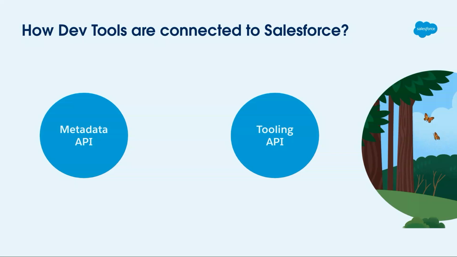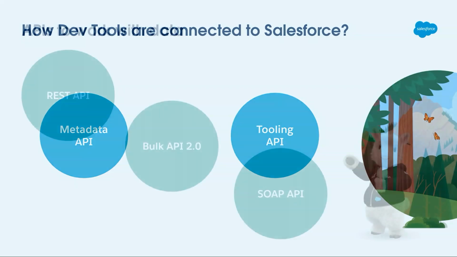But also, you can see here the Tooling API. The purpose of Tooling API is to run some additional processes. Let's say you would like to run the test classes. You would like to run anonymous Apex. So that's where you can utilize Tooling API.